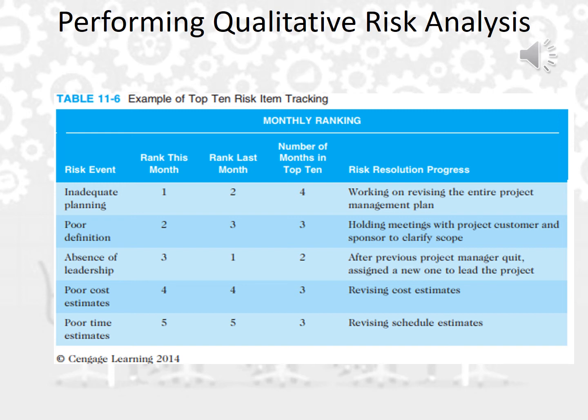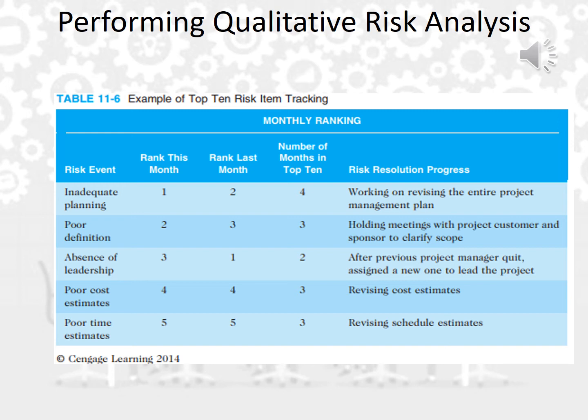So as you can see, we have rank this month, rank last month, and number of months in the top 10. So if I have a project duration of, let's say, 6 months or 1 year, 12 months, these five are being tracked over the last few months. As you can see here, the risk event called inadequate planning, or poor planning, was in the top 10 for the last 4 months, while poor identification was in the top 10 for 3 months, and so on.